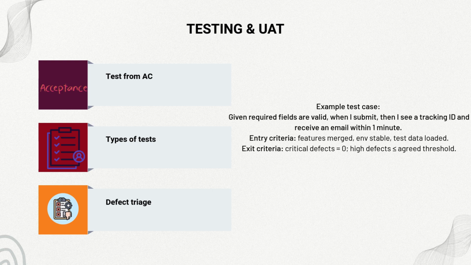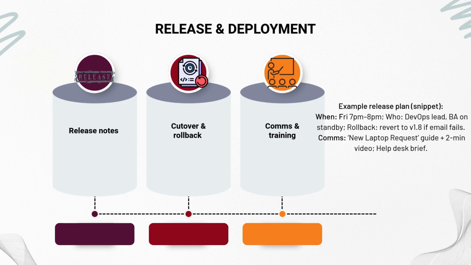So when it passes the important checks, then we're ready to share it. So this is the testing and user acceptance phase. So great, the checks look good. Let's roll it out for real people to actually use it, taking us to the release and deployment phase.